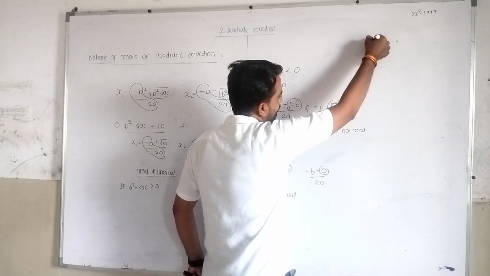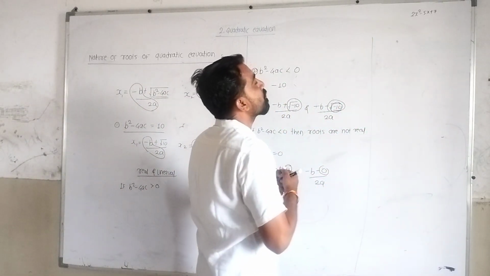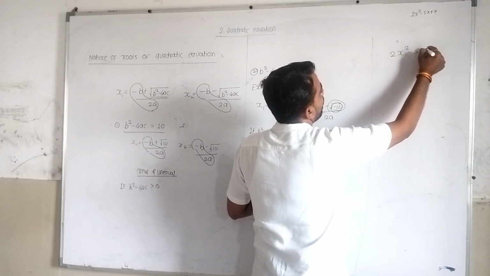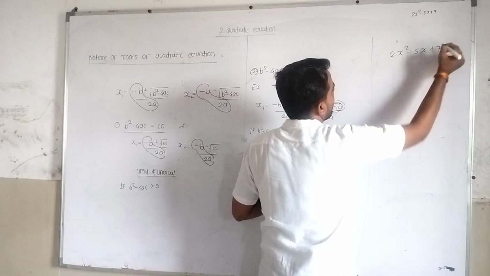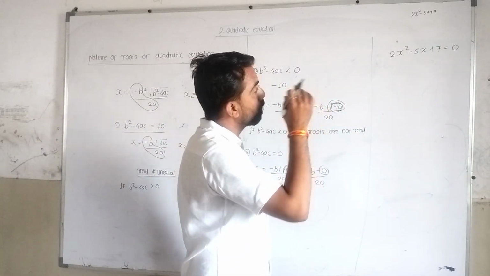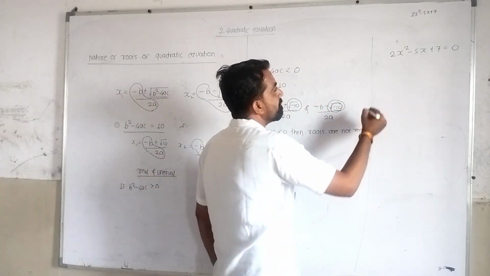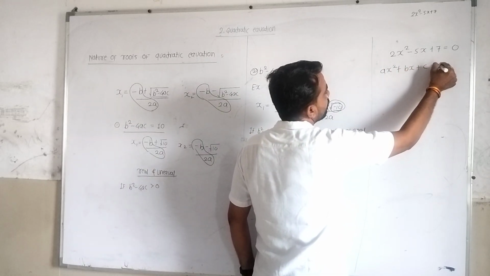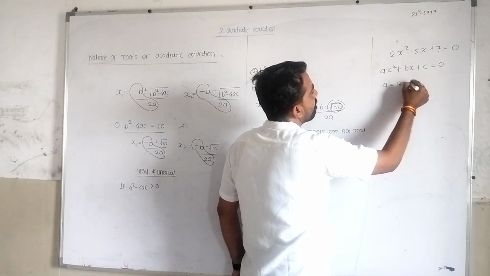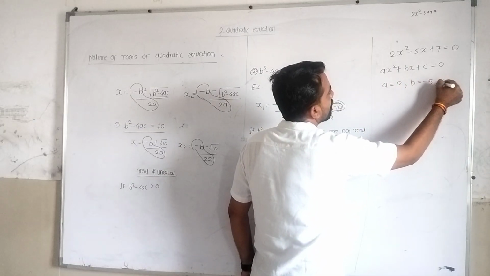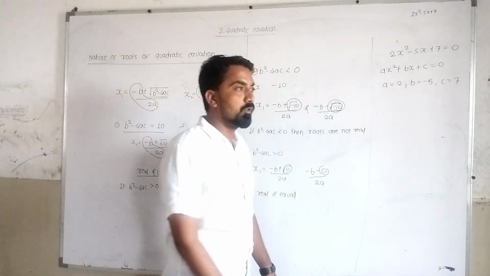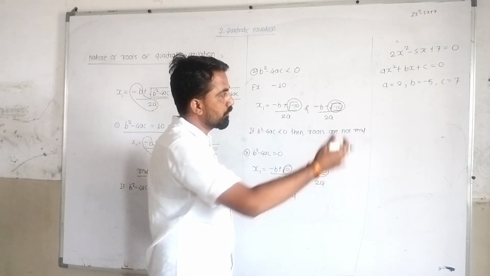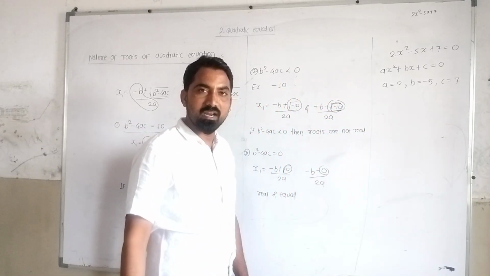Now we are going to determine the nature of roots of the quadratic equation given here: 2x square minus 5x plus 7 equal to 0. The question is to determine the nature of roots of this quadratic equation. Firstly, we have to compare this quadratic equation with the standard form, ax square plus bx plus c equal to 0. We get the value of a is 2, the value of b is minus 5, and the value of c is 7. We already discussed that the nature is fully dependent upon the value of b square minus 4ac, so firstly we have to find the value of b square minus 4ac.